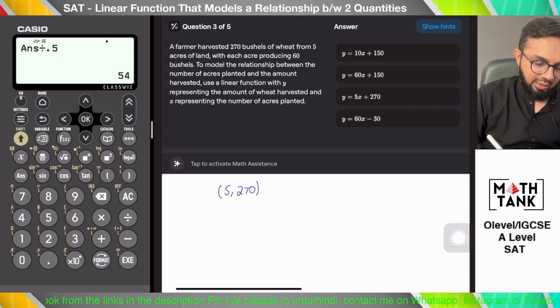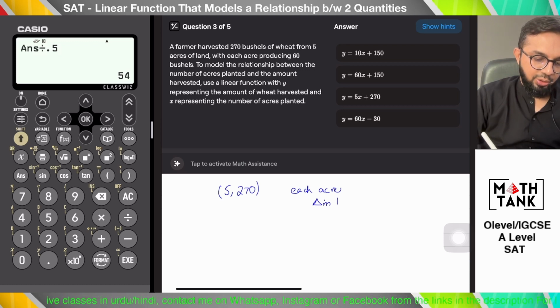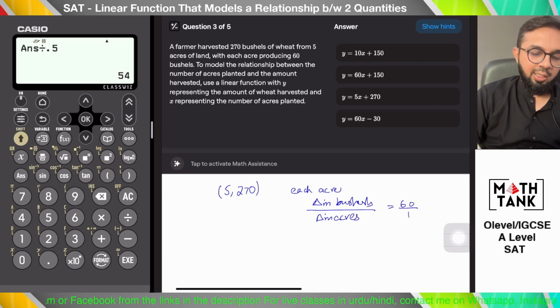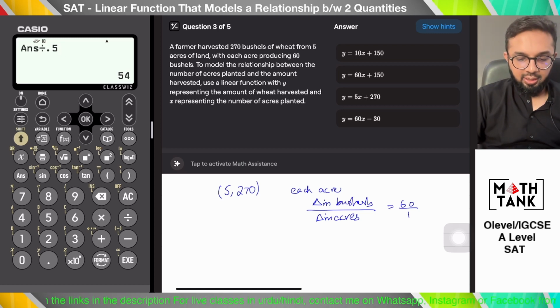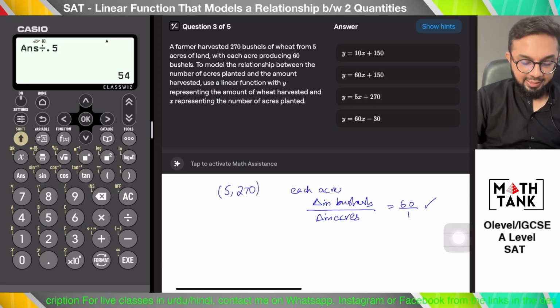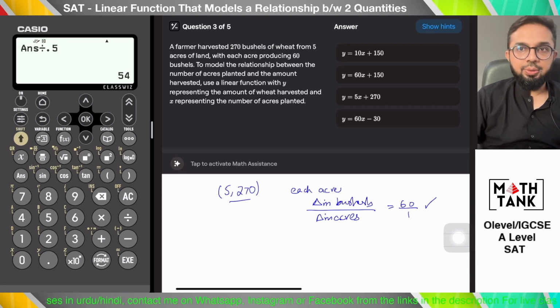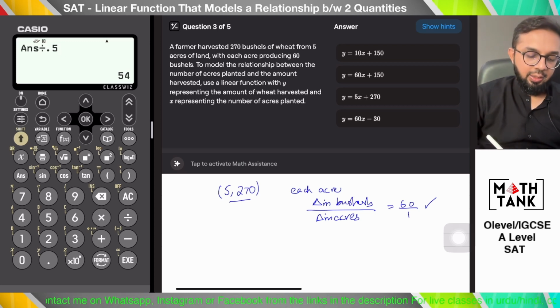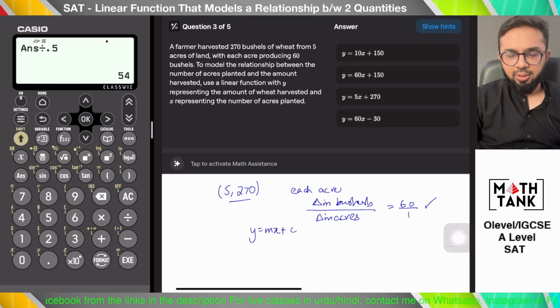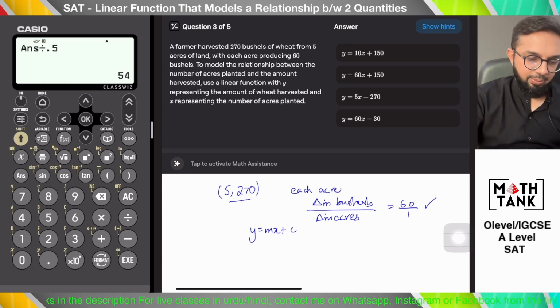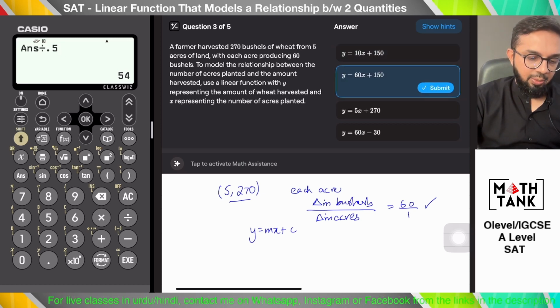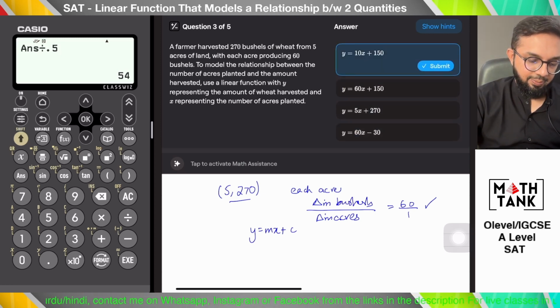So each acre means that every change in bushels for every change in acres is 60 over 1. That actually points towards a gradient. So the gradient of my line should be 60 and it should give me 270 bushels when I plug in 5. So I'm going to say that I have the equation y equals mx plus c, or I can also do a bit of trial and error. I can plug in 5 into each of these equations and see which one gives me 270.